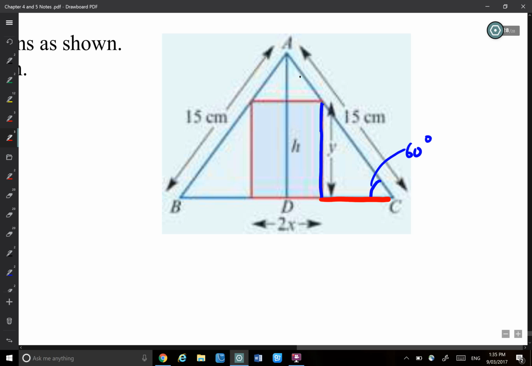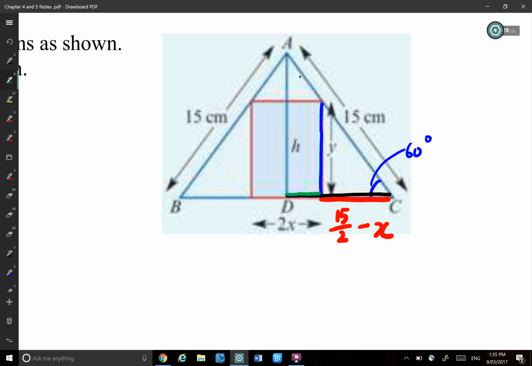15 is the whole length, so half is 15 over 2, 7.5. The black part is 15 over 2, and the green part here is x, because the whole thing is 2x, then half of that is x. So the red part will be 15 over 2 subtract x.